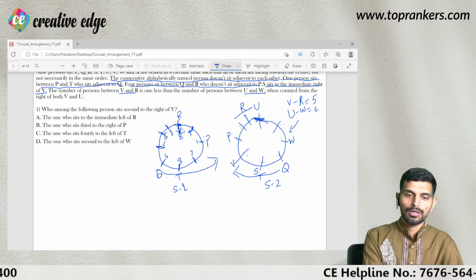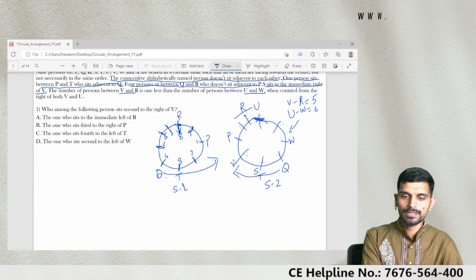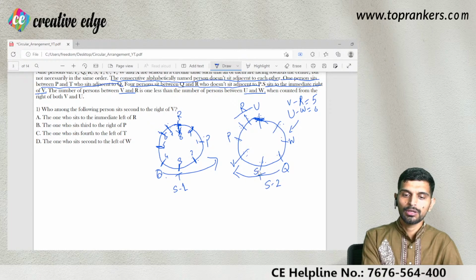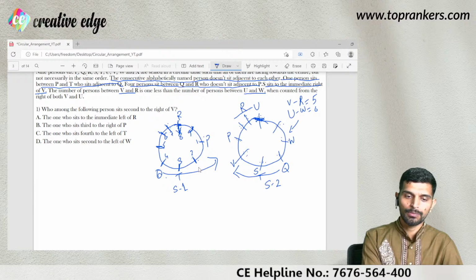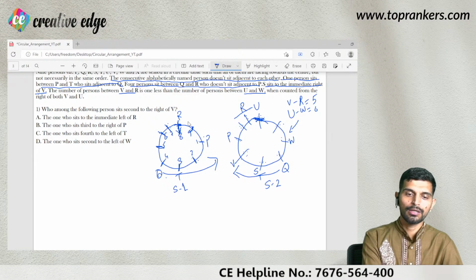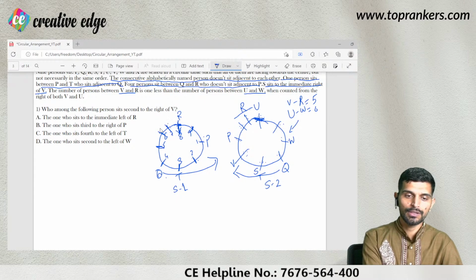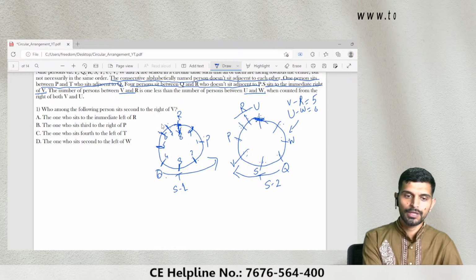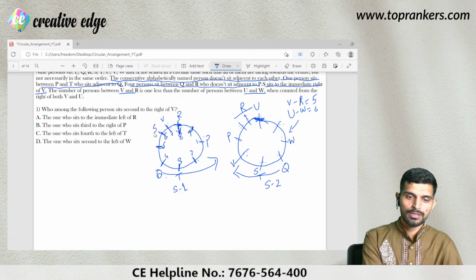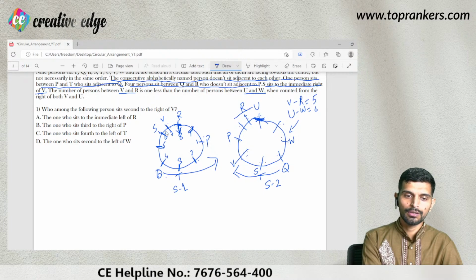If I place V and S adjacent, so that S is towards right of V, S is immediately to the right. I cannot place V here at the ninth position. I can place V at 7th, so I'll have S at 6th. Now there is no person between V and R. So there should be one person between U and W.